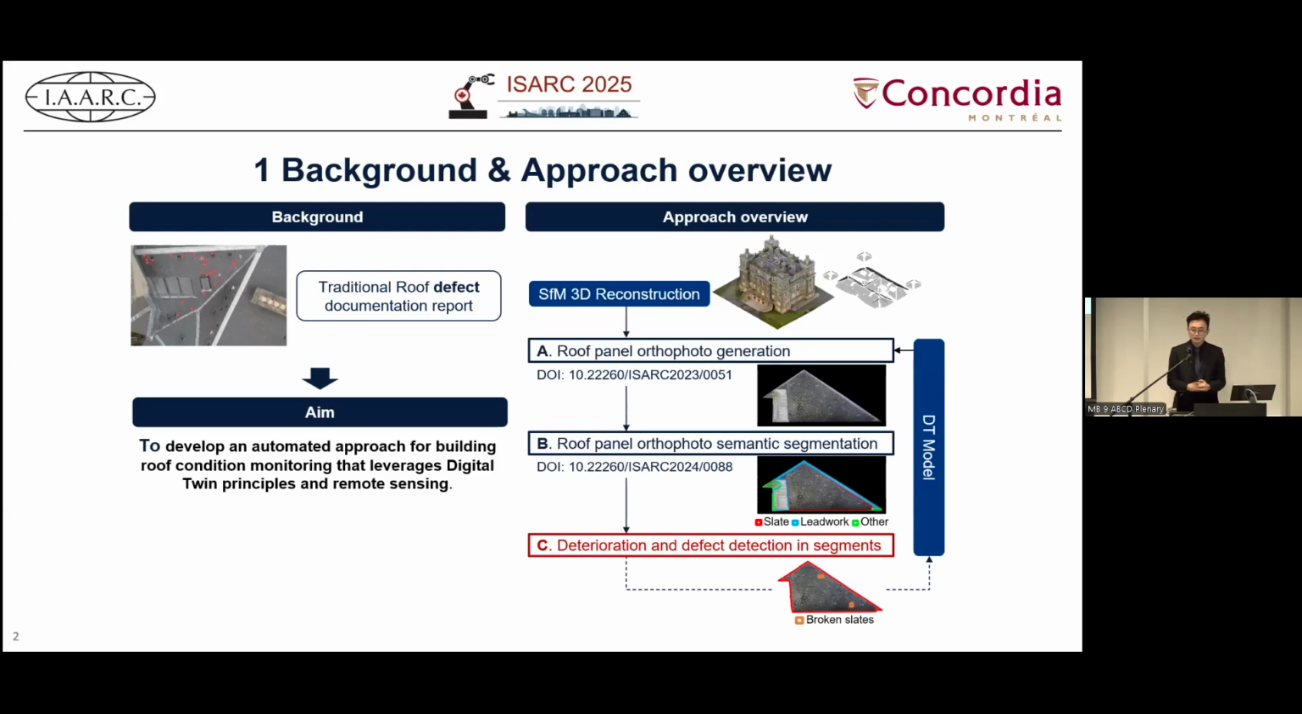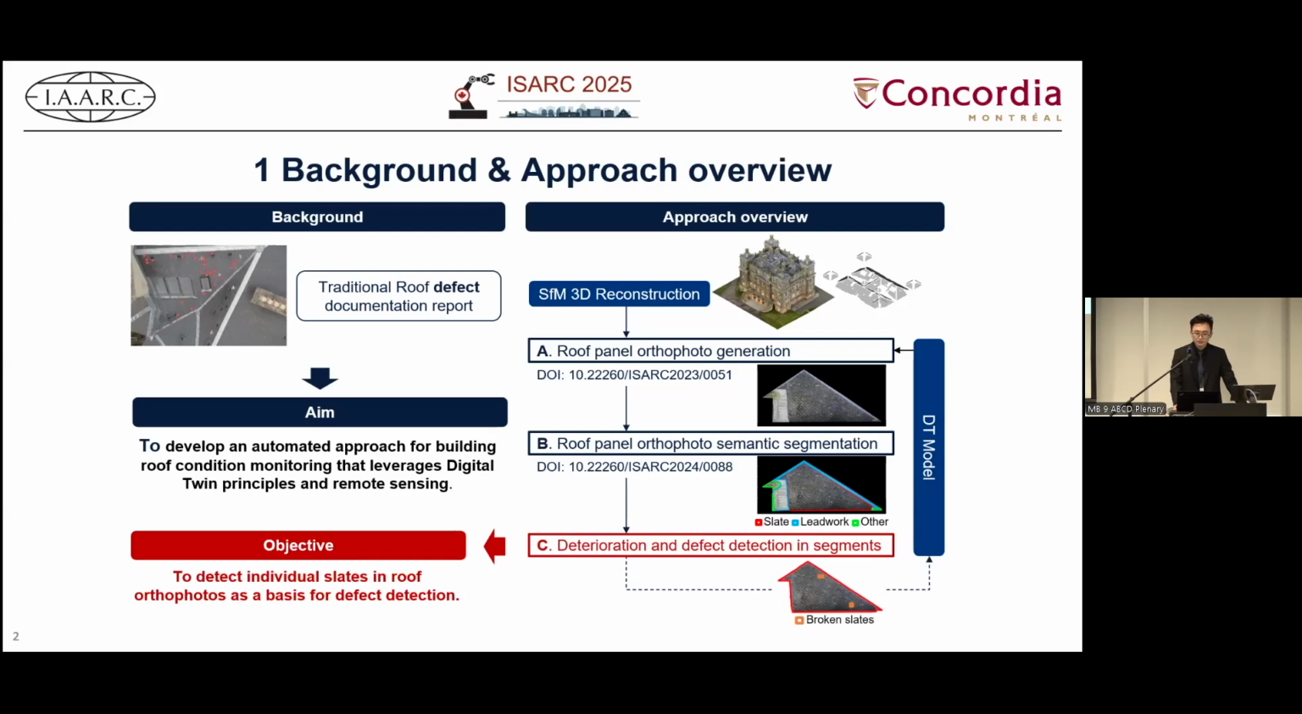There are two inputs, the structure from motion 3D reconstruction and a digital twin model. And after 3 stages, the detected information, including the defects, is updated in the digital twin. And I have actually presented the study of stage A and B in ISARC of the past 2 years. And the study that I'm presenting today is part of stage C, which is the deterioration and defect detection in segments. And it aims to detect individual slates in orthophotos as the basis for defect detection.